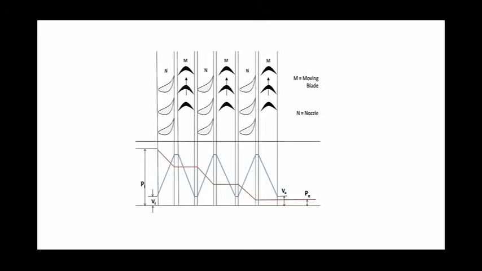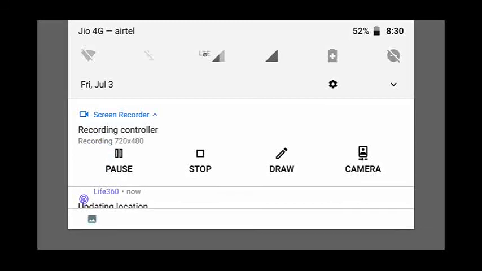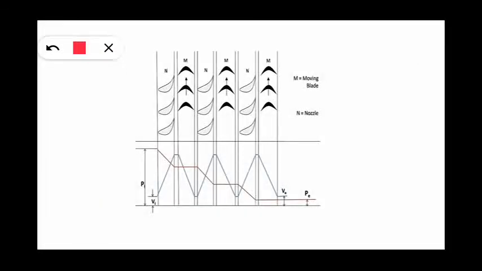This is the combination of pressure compounding. There is fixed nozzle, moving blade, nozzle, moving blade, nozzle, moving blade. So initially pressure reduces and velocity increases under the nozzle, and under the moving blade velocity decreases because of absorption of kinetic energy, and pressure is constant. And again the process is continued.